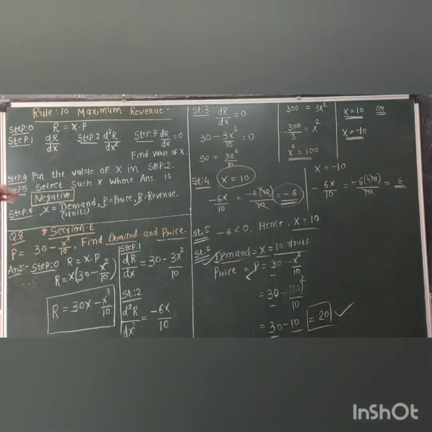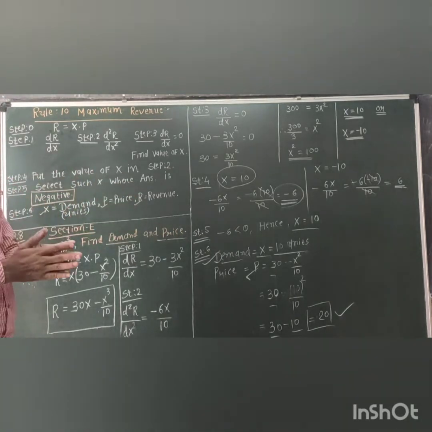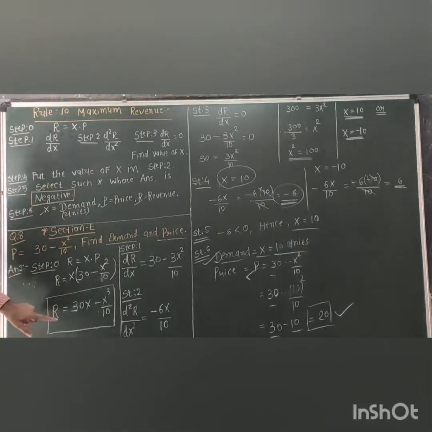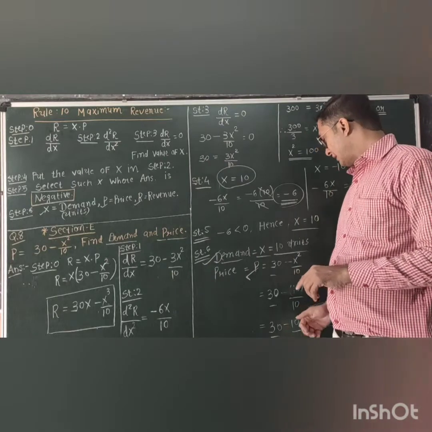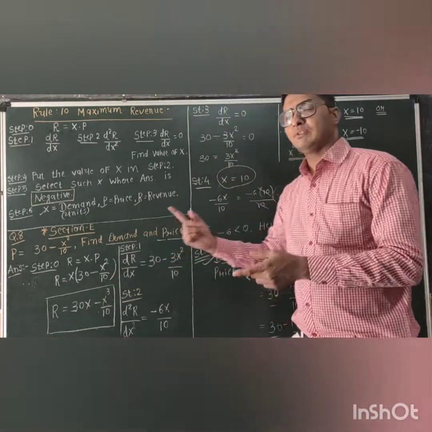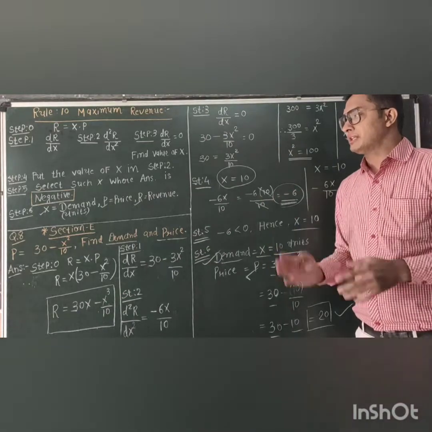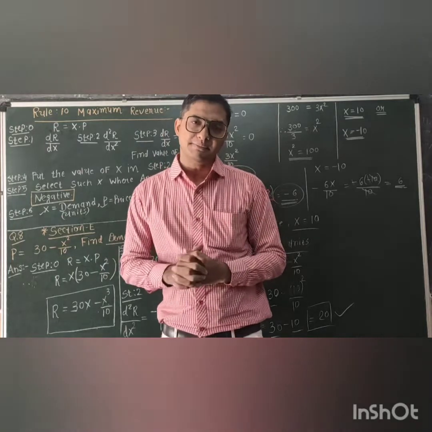But here they have not asked about the revenue. But let us say that if they are asking about the revenue, find out the revenue, then the revenue function is this: R is equals to 30x minus x cubed by 10. Now if they are asking about the revenue, then put the value x is equals to 10 in this equation. Then we can find the maximum revenue for this equation. Is that clear?